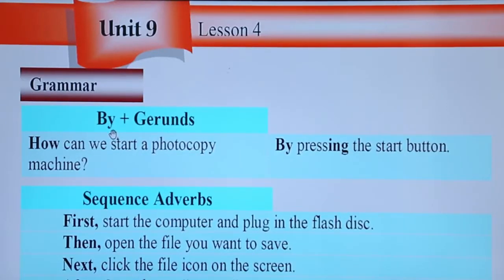One point that we have studied in the grammar part was using by plus gerund. Do you remember the gerunds? Excellent. Gerunds are the ing form of the verbs, or in Dari we say masdar. We can sometimes use by plus gerund, like by pressing the start button. How can we start a photocopy machine? By pressing the start button.